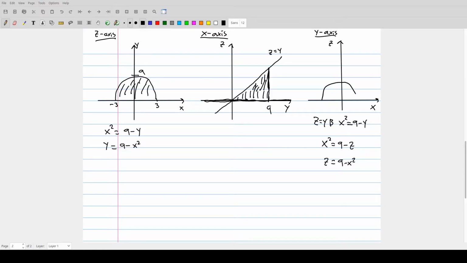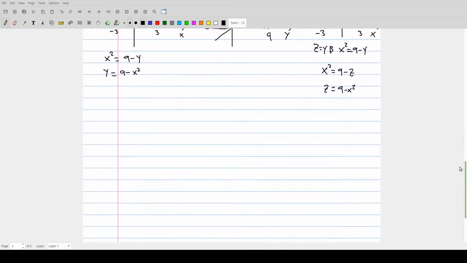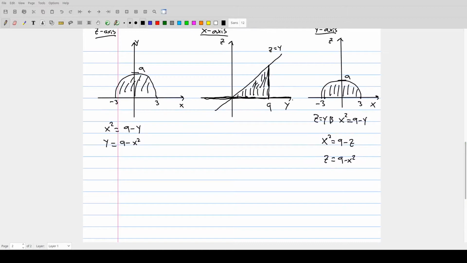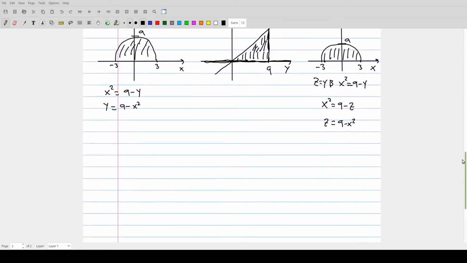Now you may have different coefficient numbers for your problem, so you might have a different curve than along the z-axis, but for us, in this example, we actually have the same curve. It's just negative 3 to 3. X goes from negative 3 to 3, and y goes from 0 to 9, or z goes from 0 to 9 minus x squared. So using these three traces and the relationship between them, we can develop a picture of what this is going to look like in 3D.